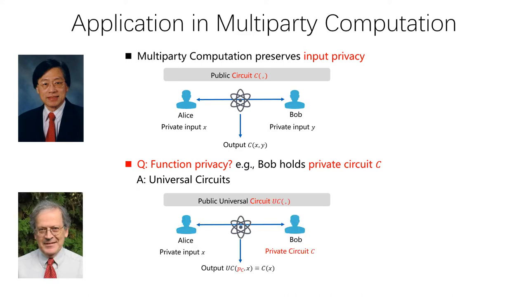However, in some situations, we may want to preserve functional privacy, which can be achieved based on universal circuits. For example, Bob has an input algorithm C, then Bob can encode C into the configuration stream PC of the universal circuit. The problem reduces to the multi-party computation of evaluating a public function UC on input X and the configuration stream PC. In the end, the privacy of input X and algorithm C is preserved.